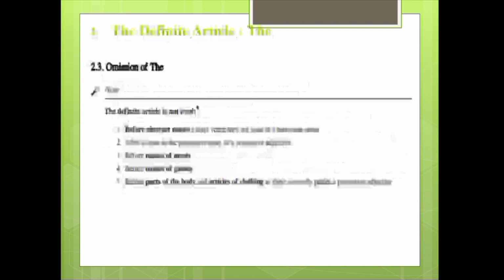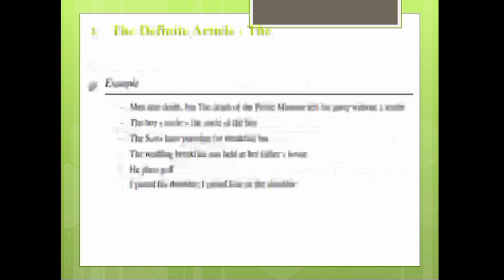Now we move to instances of omission of the. This definite article is not used before abstract nouns except when they are used in a particular sense. The is not used after a noun in the possessive case or a possessive adjective. The is not used before names of meals, before names of games, and before parts of the body and articles of clothing, as these normally prefer a possessive adjective. Here are some examples to highlight where the definite article the is omitted.